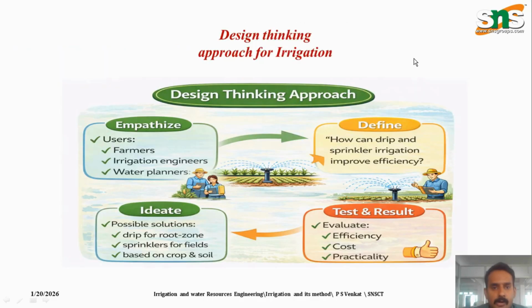So in today's topic, we are going to apply design thinking approach to understand irrigation problems in a better way. Design thinking is a systematic method used by engineers to understand real world problems, create cost-effective solutions and test and improve them continuously. This approach makes irrigation system more farmer friendly, efficient and sustainable.